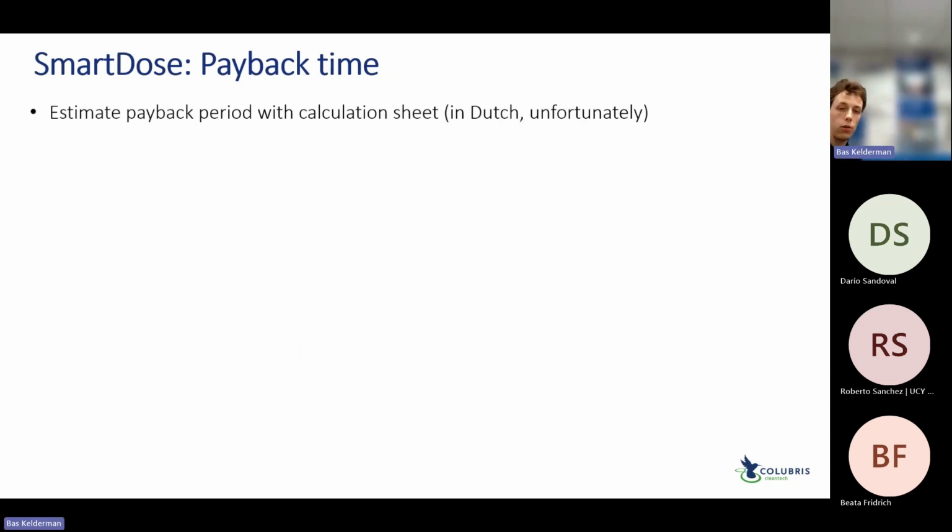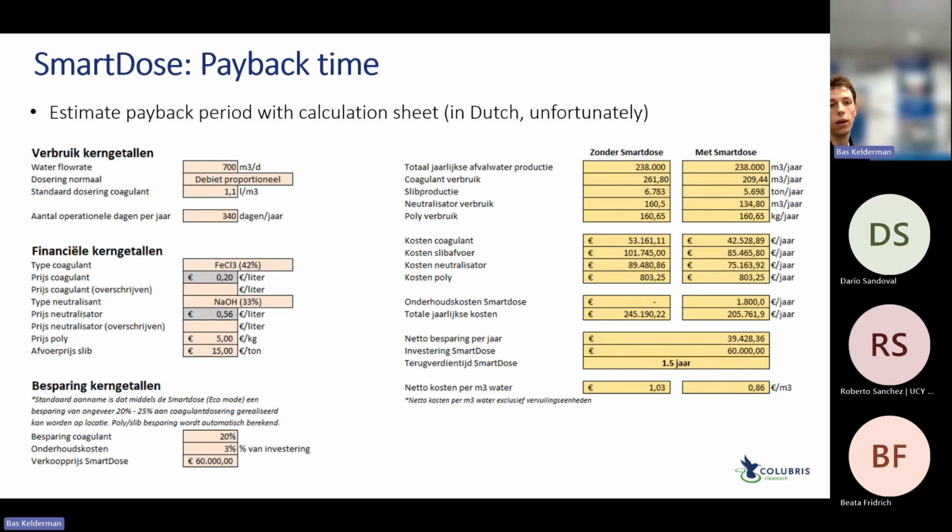We do have a small Excel sheet for you with which you can estimate the payback period. Unfortunately, it is in Dutch. If it is something that you're interested in, I can translate it for you and send you the English version. But if that is the case, then please send me a message after the meeting and I'll make sure that happens. But it's a quick calculation tool that helps you estimate what the current pricing would be for a client based on their coagulant consumption, sludge production, etc. And then it figures out for you what the simple payback period is.